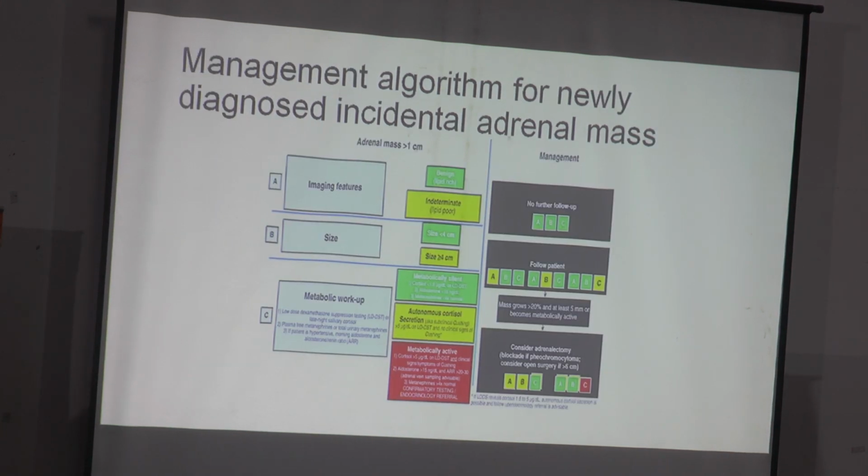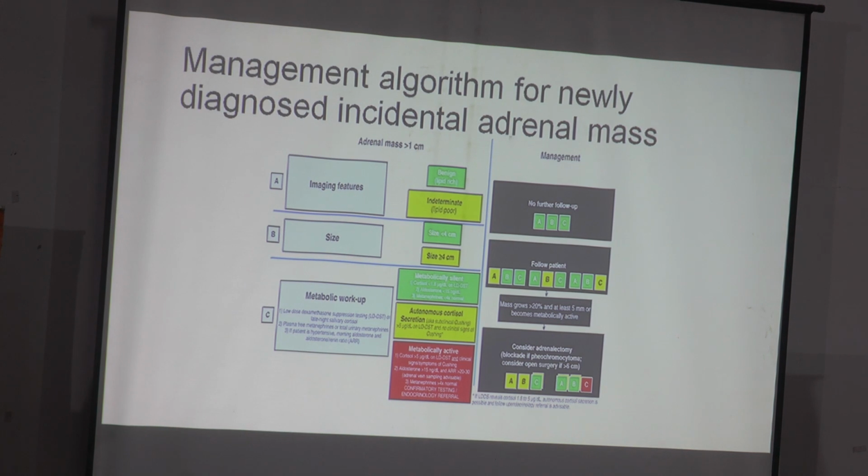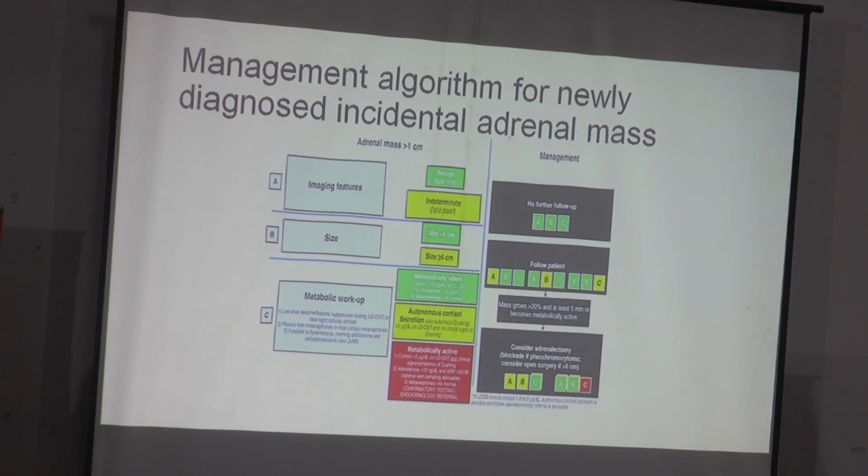Now, this is the management algorithm for newly diagnosed incidental adrenal masses of more than 1 centimeter. Three features are taken into account: the imaging features, the size, and the metabolic workup. We can see over here that lipid-rich tumors are considered benign, whereas lipid-poor tumors are considered indeterminate. This is based upon the Hounsfield units on CT scan. The size cutoff is 4 centimeters. The metabolic workup is based upon serum cortisol levels, metanephrine levels, and serum aldosterone levels.